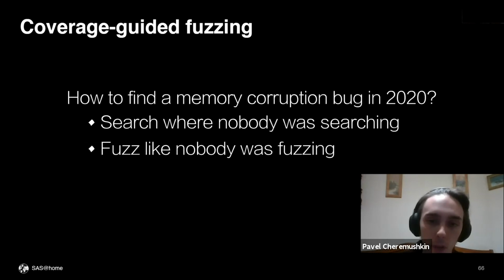So here I utilized the second strategy, which is called fuzz like nobody was fuzzing, because I assumed that since I found bugs with this approach, nobody had been fuzzing in this way, which is a smarter way than the software had been fuzzed previously.